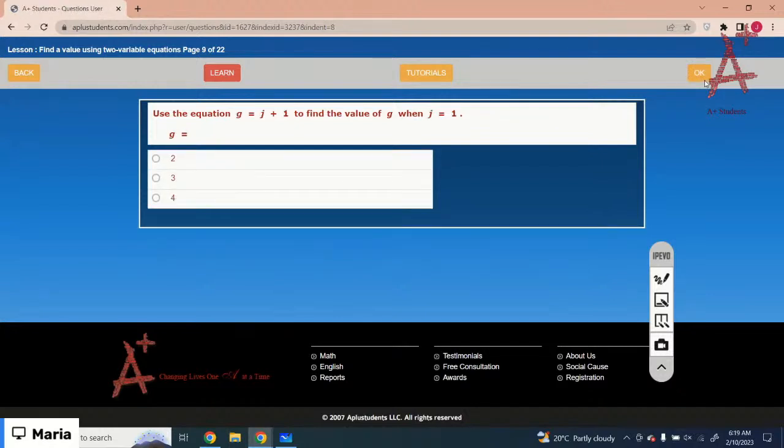Okay, the next one is use the equation g equals j plus 1 to find the value of g when j equals 1. So just replace the variable with the value. It would be j equals 1. So 1 plus 1 equals 2. Got it? That means the value of g equals 2. So it is 1 plus 1, so 1 plus 1 equals 2.